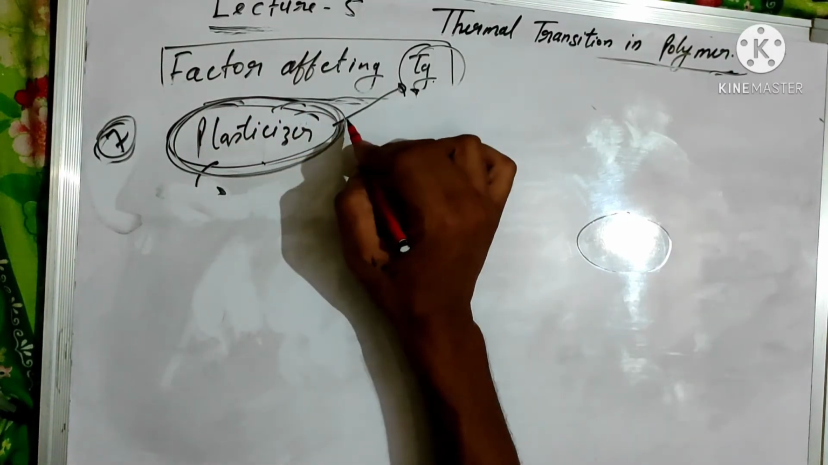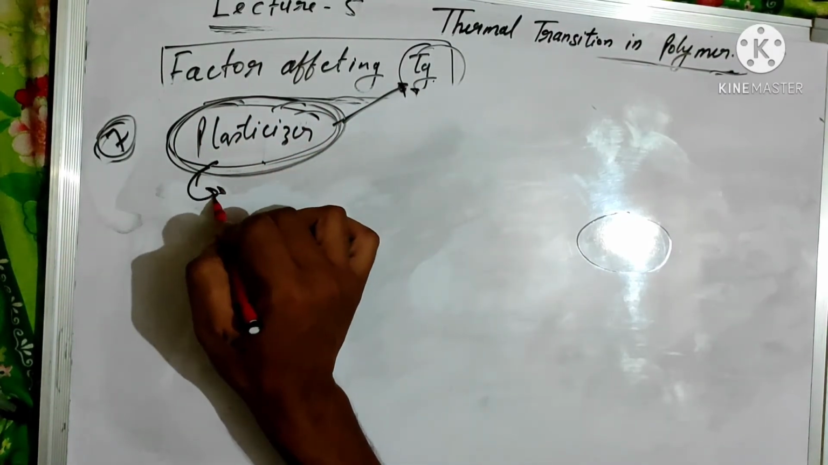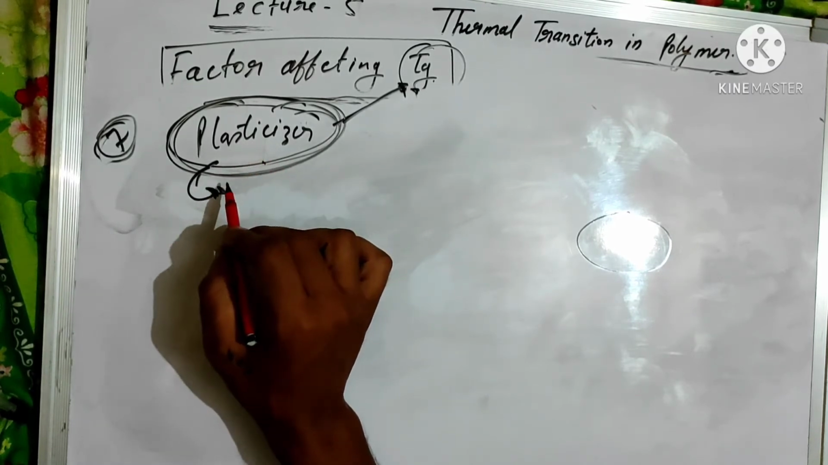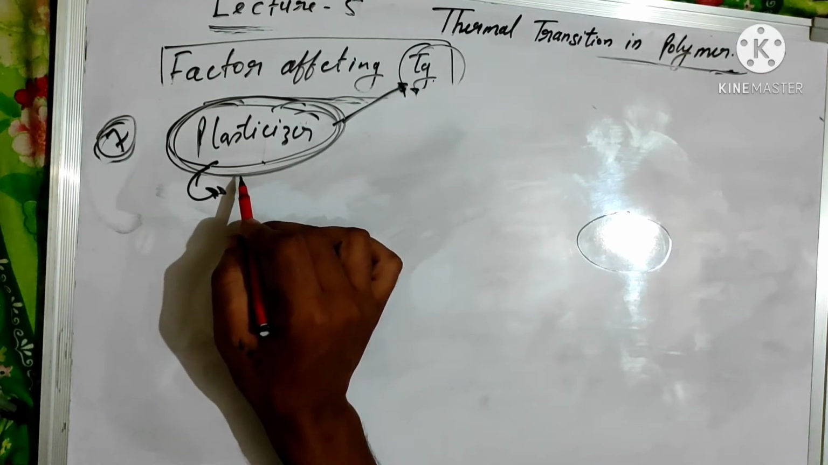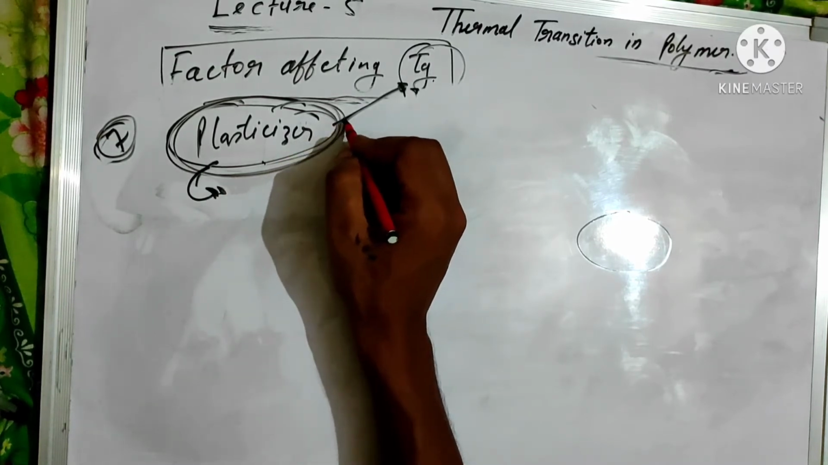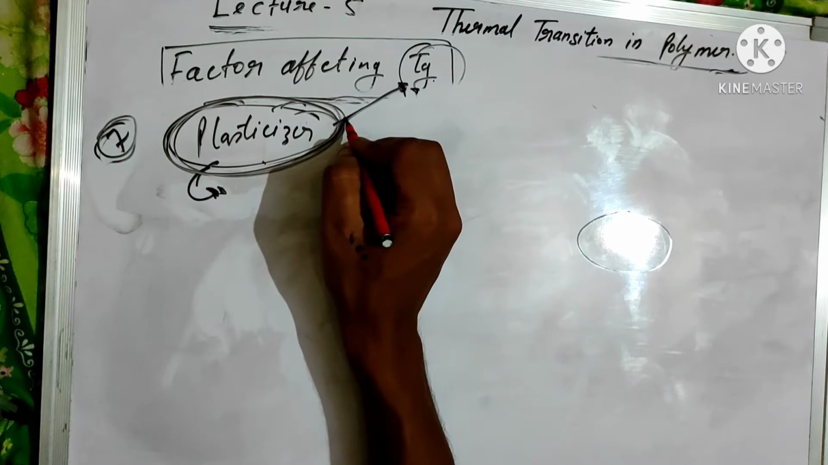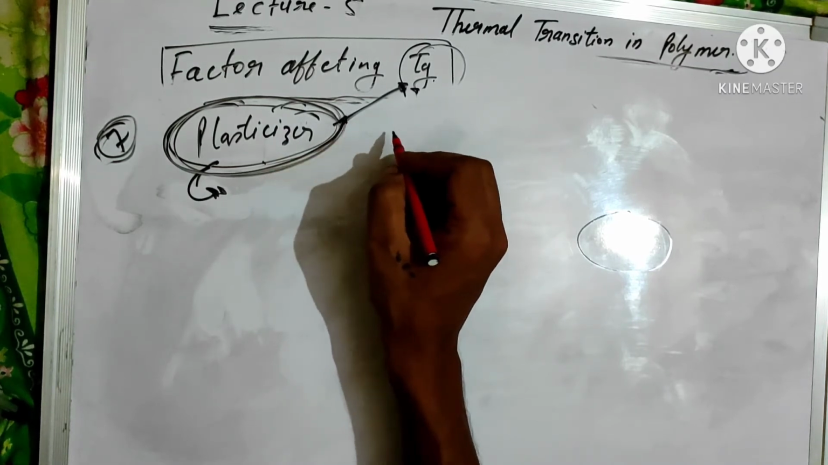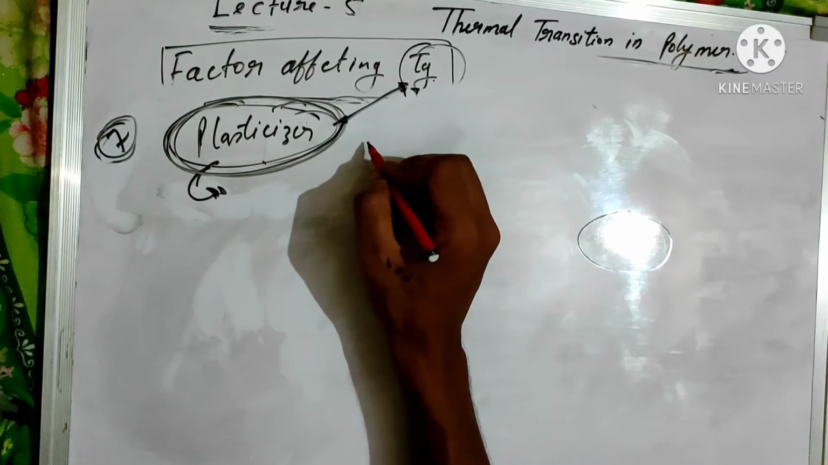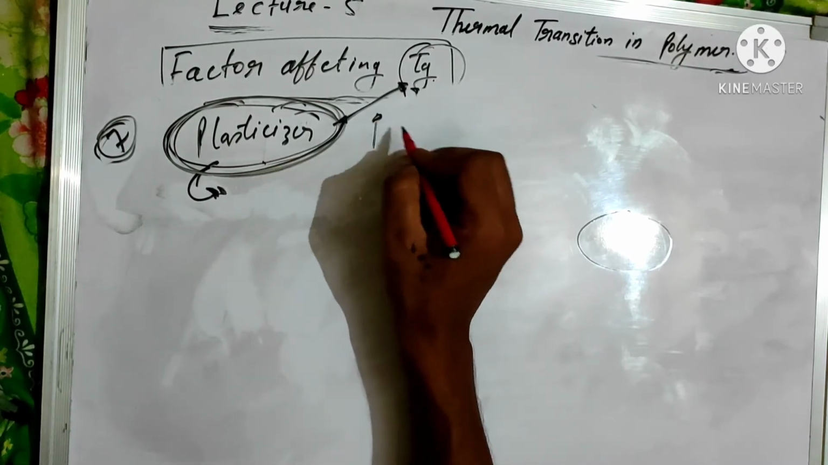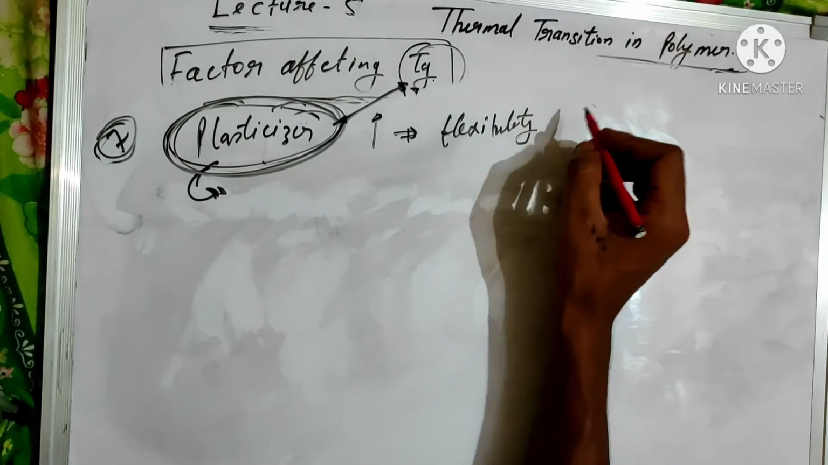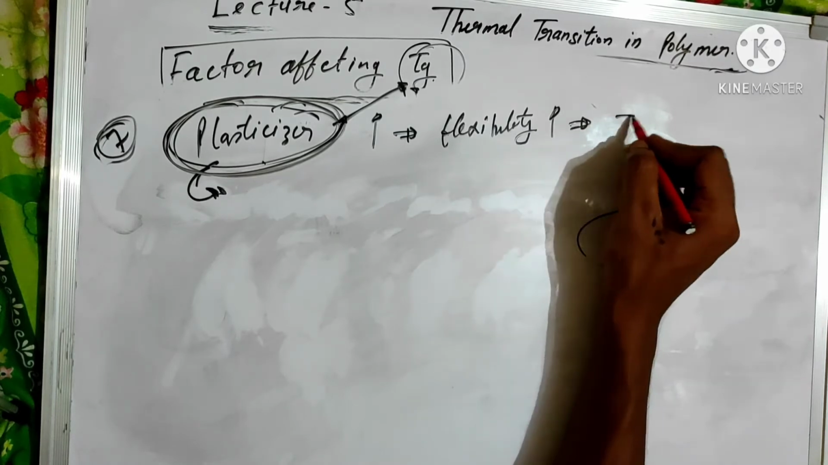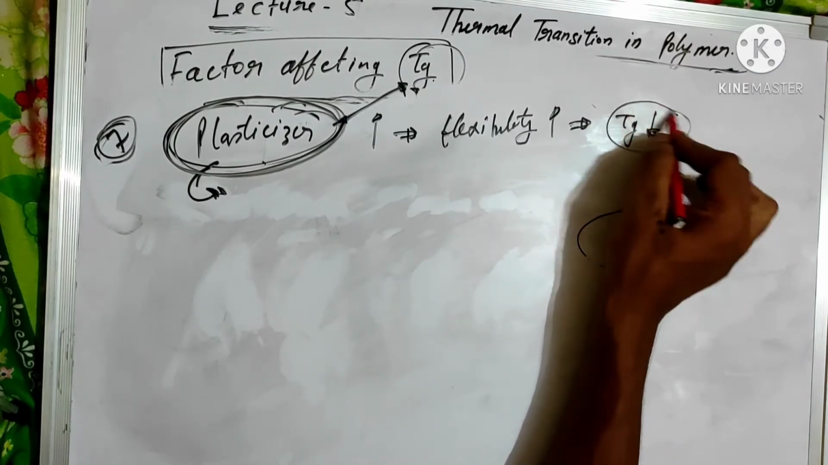Plasticizer also affects the glass transition temperature of the polymer. First know what a plasticizer is. Plasticizers are low-volatility organic substances that are added to the polymer to improve its flexibility, extensibility and processability. So the main motive of adding a plasticizer to any polymer is to increase its flexibility. When increasing the amount of plasticizer in the polymer, its flexibility increases. That's why their glass transition temperature will be decreased.